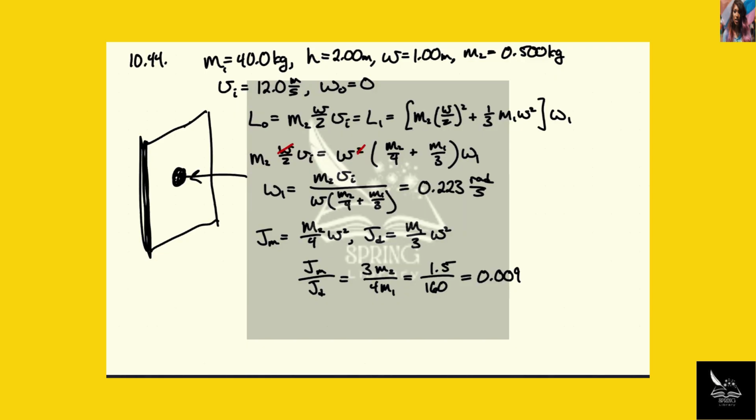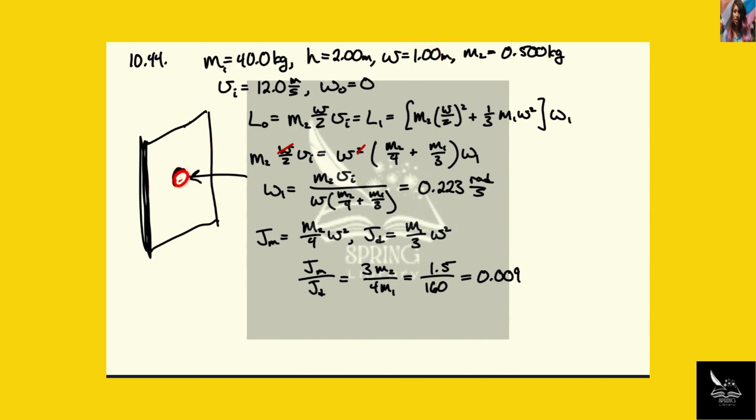So we have this door here that's initially at rest, and a clump of mud comes in and sticks to it and causes the door to start to swing about this axis here. The door has a total mass of 40 kilograms, has a height of 2 meters, which we don't actually need to know, and a width of 1 meter.